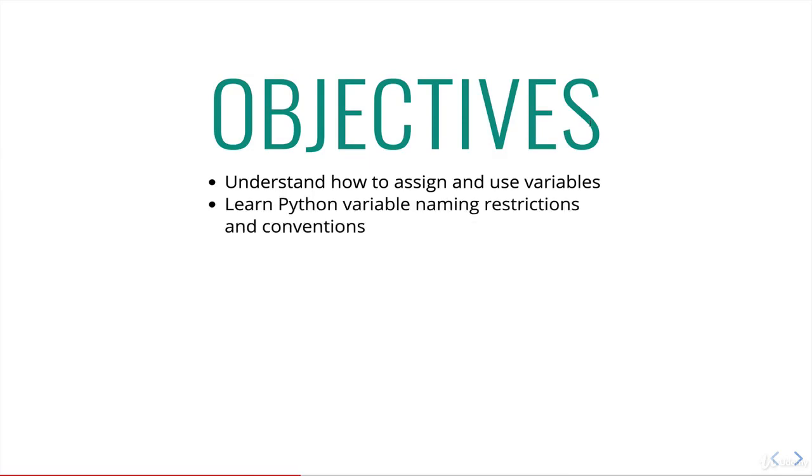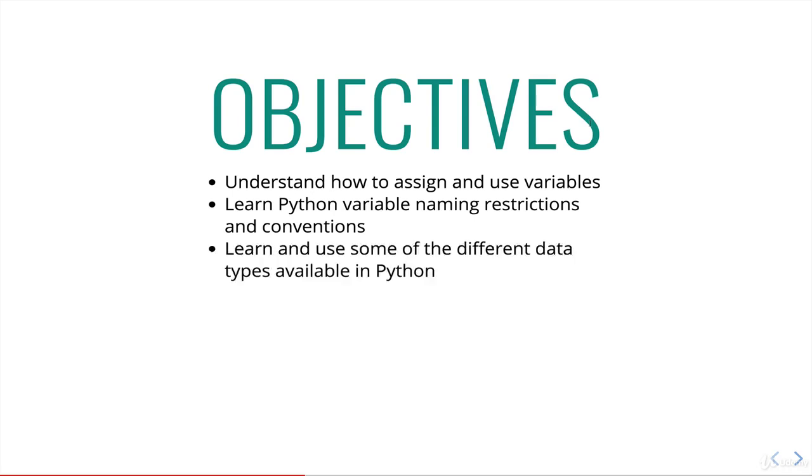We want to learn Python variable naming restrictions and conventions. So what are the things you're not allowed to name variables? And then also, what are the things that you're allowed to, but you're kind of not supposed to because it's bad style? Then we're going to learn some of the different data types available in Python.